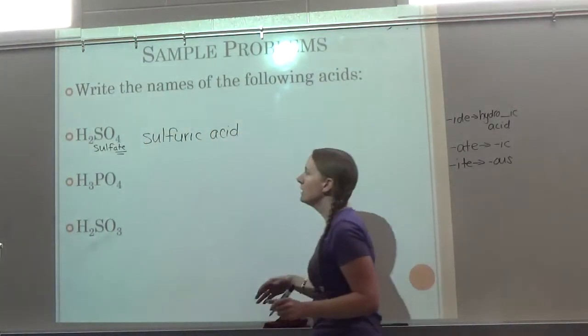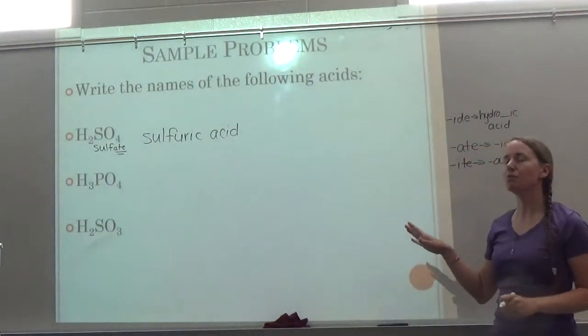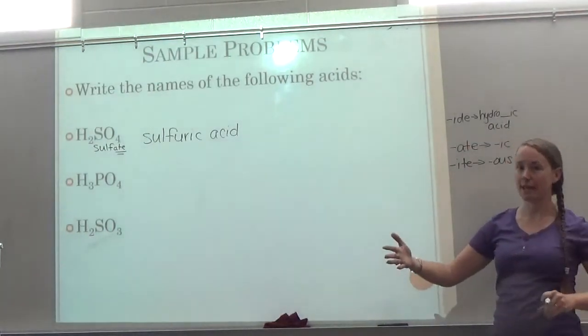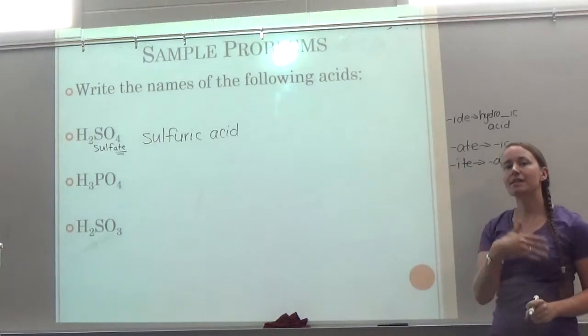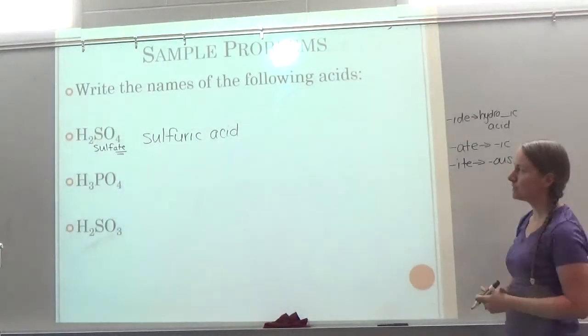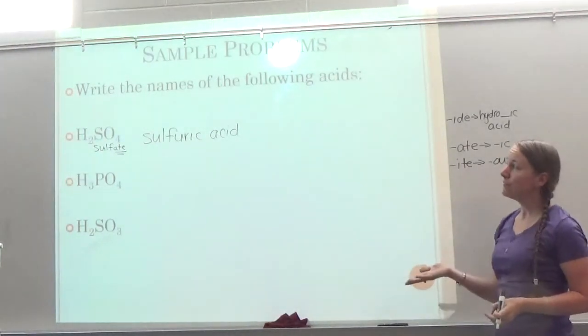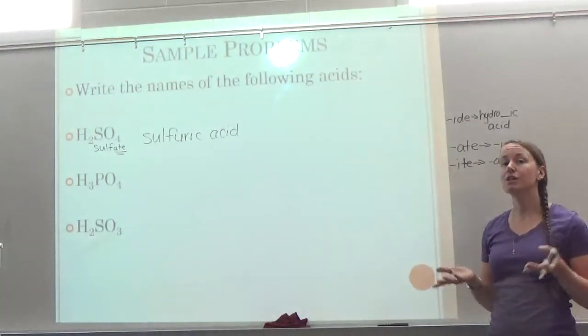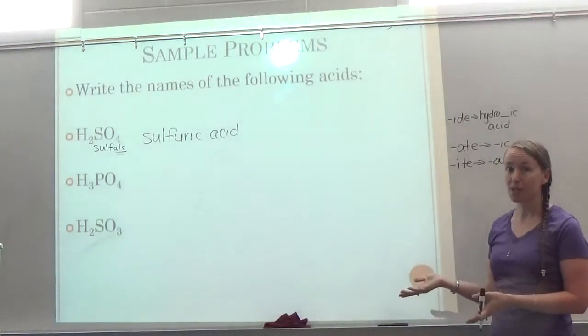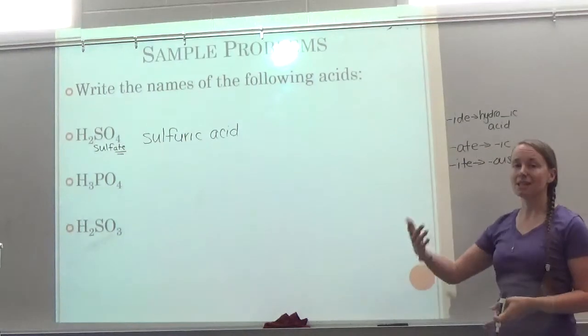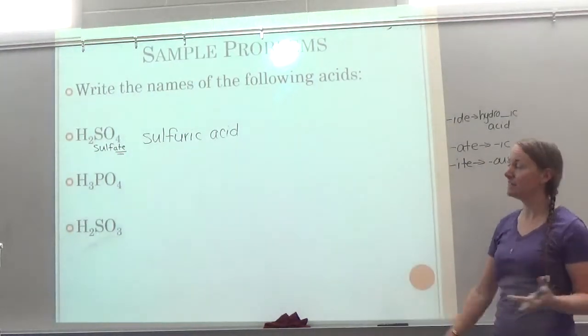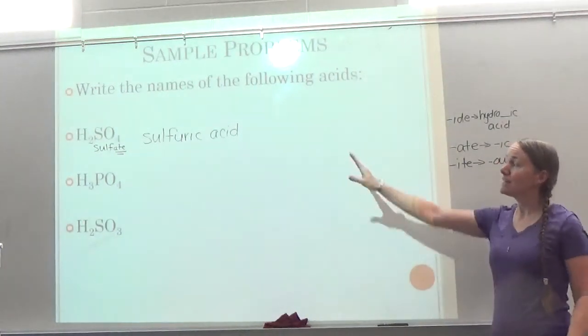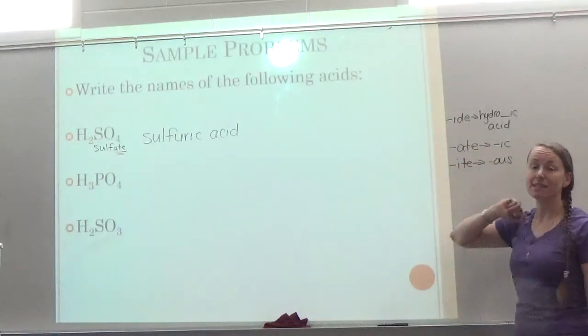For sulfur and phosphorus compounds, we add the extra syllable to the name. So phosphate and phosphoric also get an extra syllable. But if you wrote sulfic acid for this, I would mark it right because you're showing me you know how to use the rules. And as we get further into the class, you'll realize that sulfic acid doesn't make any sense. Notice I don't have hydro because it did not end in ide.